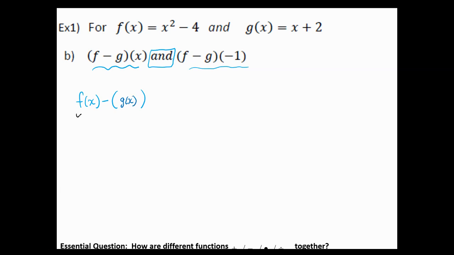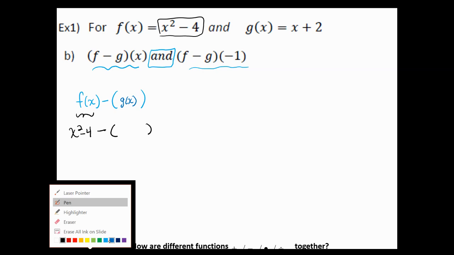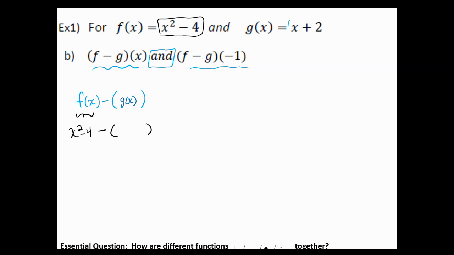So how much is the f of x function? It's right here. So it's going to be x squared minus 4. Minus something else. Something else is going to be the g of x function, which is right here.